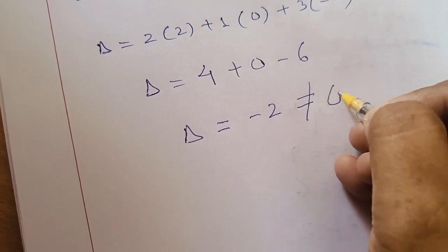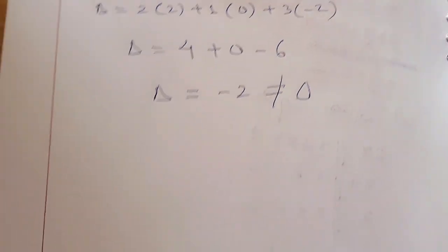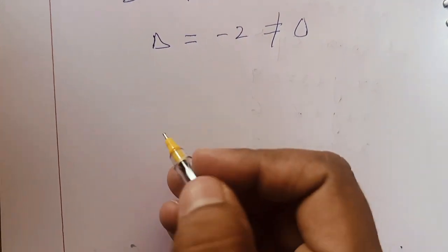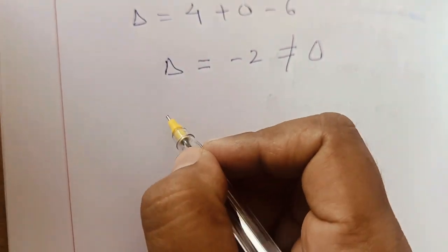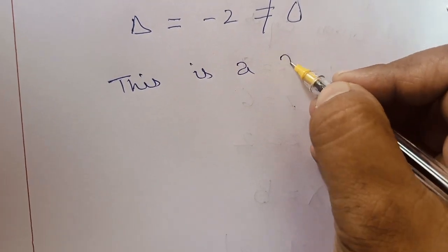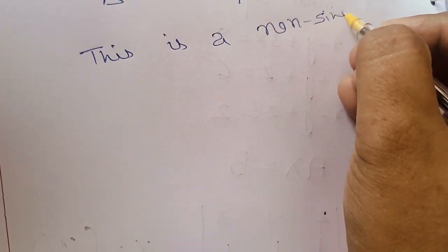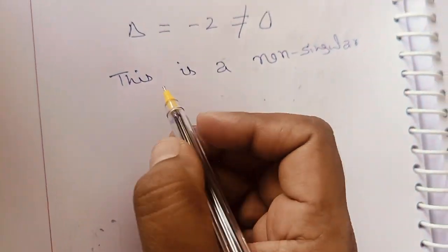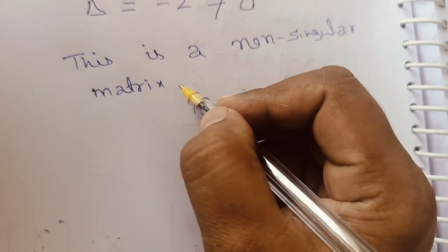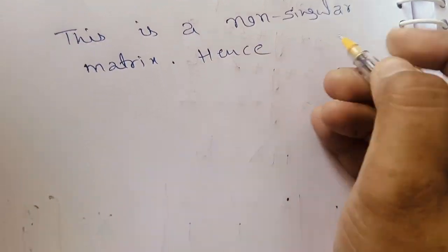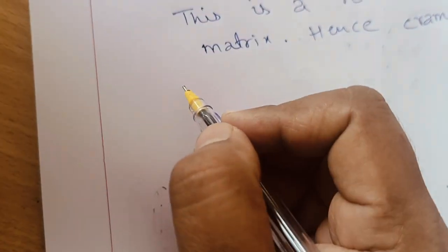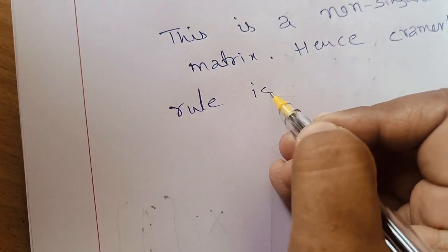This is not equal to 0. Not equal to 0 means here Cramer's rule is applicable since it is a non-singular matrix. Hence, Cramer's rule is applicable.